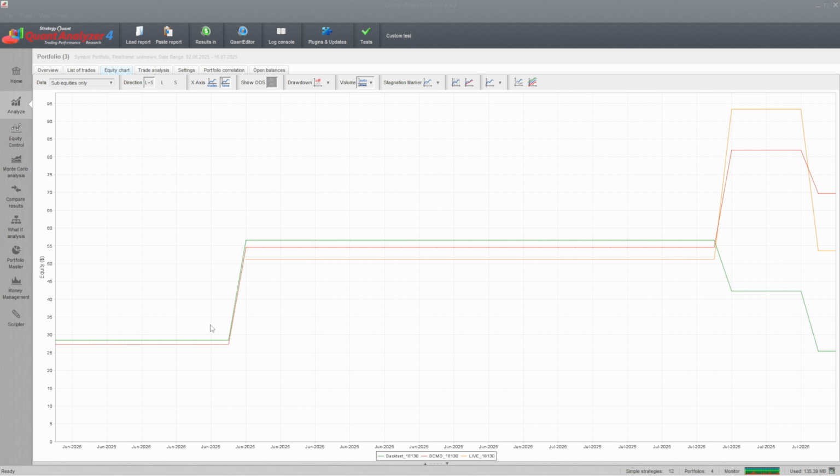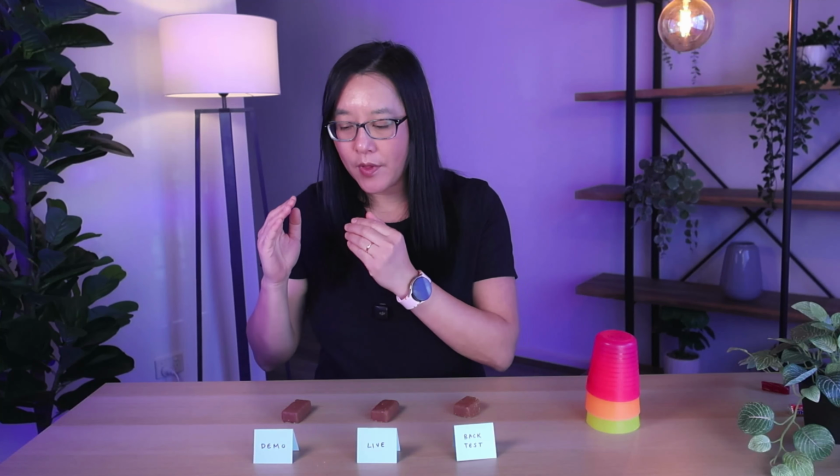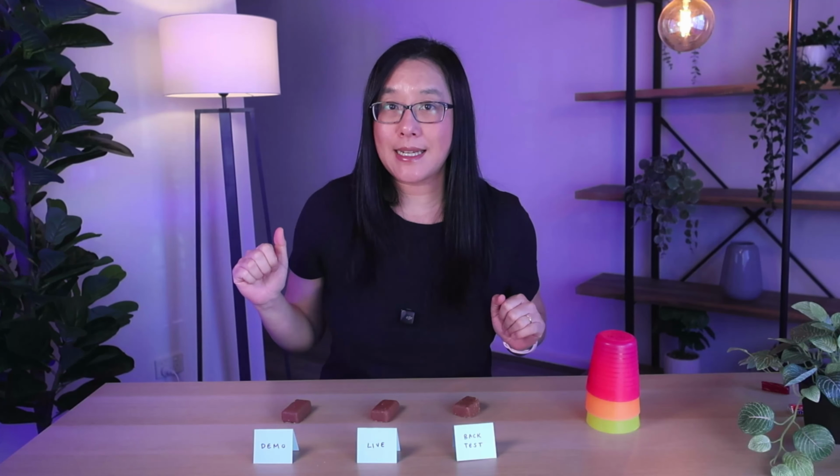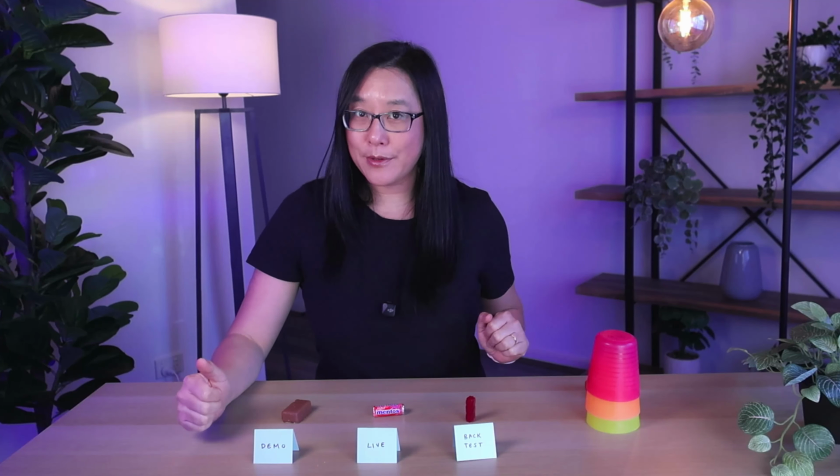The other 2 trades down here and here are very similar. So I would wait for this one to have at least 3-4 more trades before doing more analysis on this strategy. What did we find? Yes, some strategies do look the same across both demo, live, and backtest, and some will look very different.